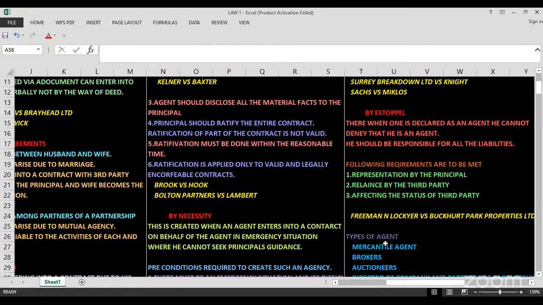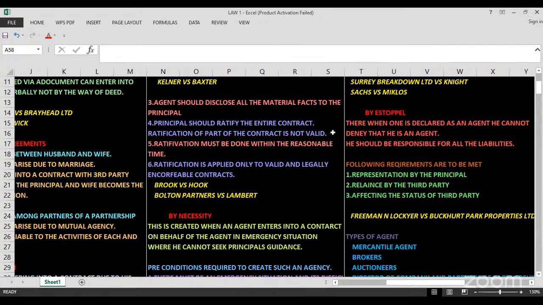Okay. Now the third point. The agent should disclose all the material facts to the principal. When he is entering into a contract with someone, the agent should tell the principal all the material facts, all the important things. He should tell the principal, okay, this is our contract, I'm going to sign this contract, shall I? Or we will get these types of benefits. So these are the parties. All those things we have to inform. That's about this.